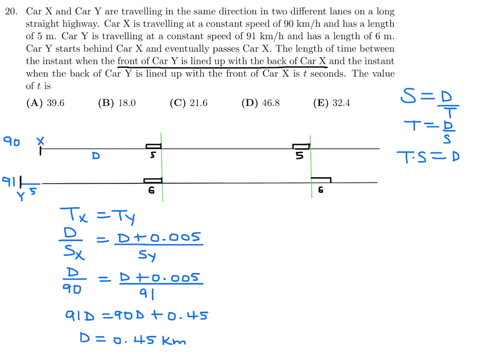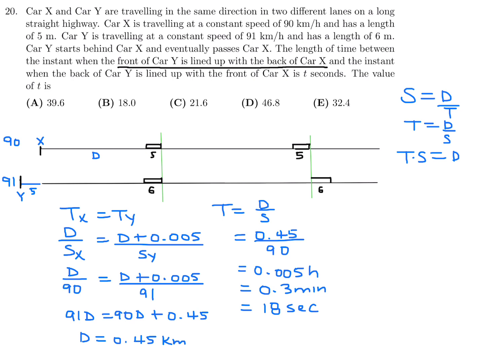All right, now we have to figure out the time. Time is equal to distance over speed. We can do it for this one; either one would work, but that one is a little bit simpler in terms of computation. So 0.45 kilometers divided by 90 is 0.005, and this is in hours. I multiply by 60 to get minutes, 0.3 minutes, and then multiply by 60 again to get seconds, and it's 18 seconds. All right, so we got that done.